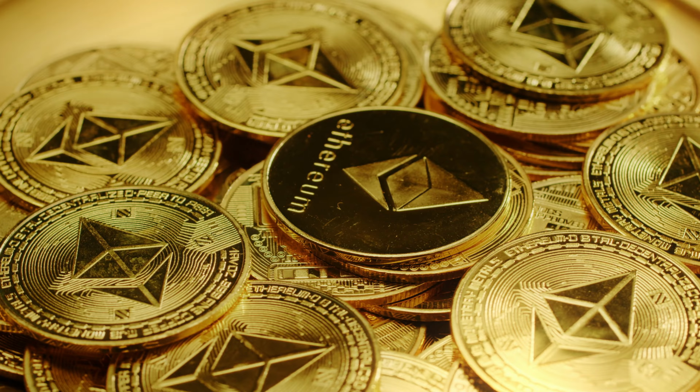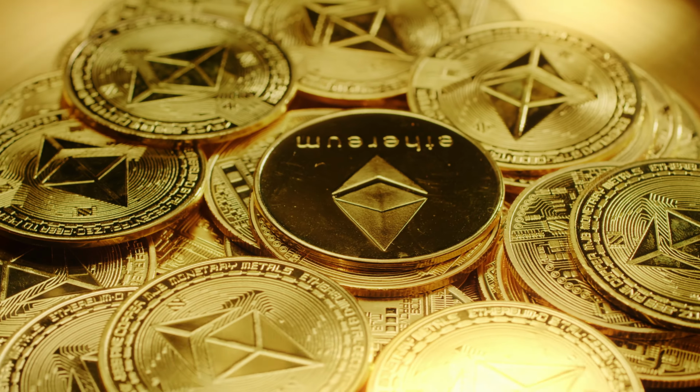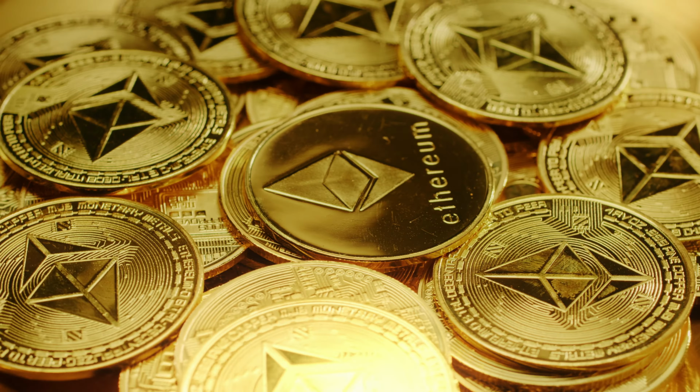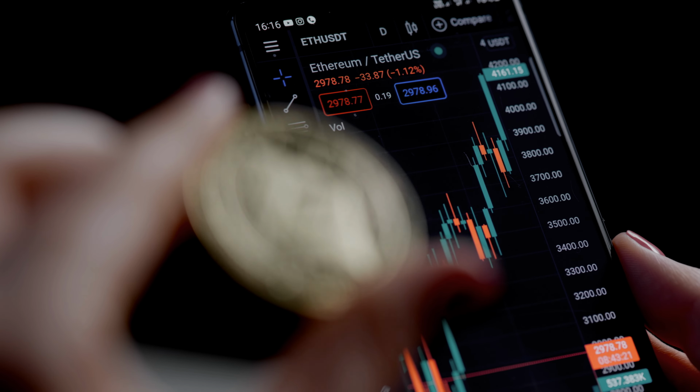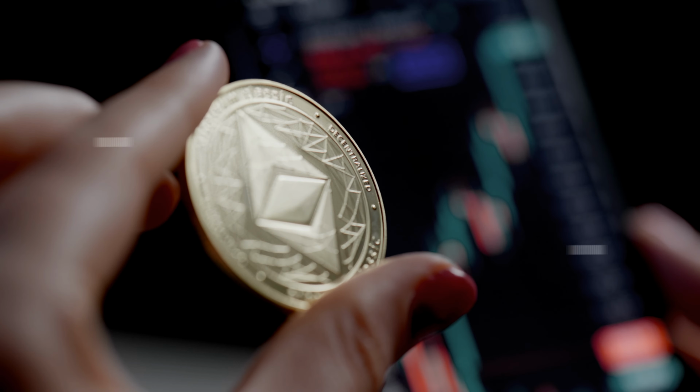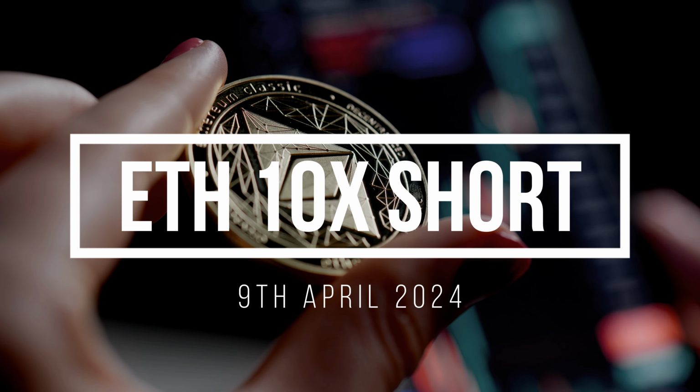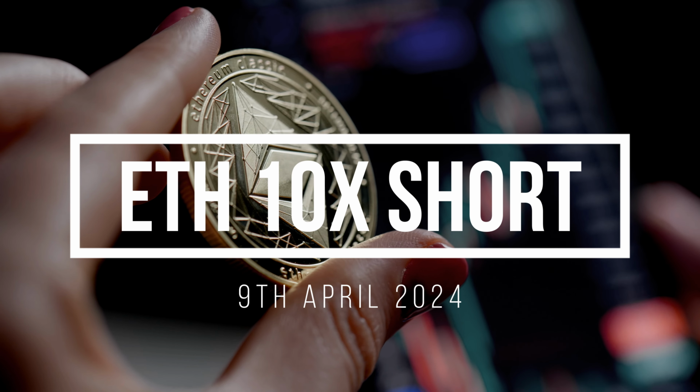I made a 10x return on this Ethereum trade in just 4 days. And today I'm breaking it all down for you, step by step, no shortcuts, no secrets, just the full strategy that led to this fast return in the markets. Stick around, because what you're about to learn could have a huge impact on your outlook as a trader.